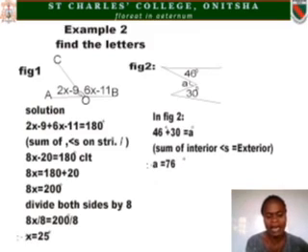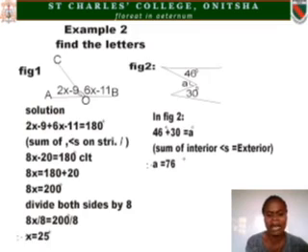We collect the like terms. 8x minus 20 is equal to 180 degrees. When minus 20 crosses the equality sign, it becomes plus 20. So 180 plus 20 will give me 200. Therefore, we have 8x is equal to 200.